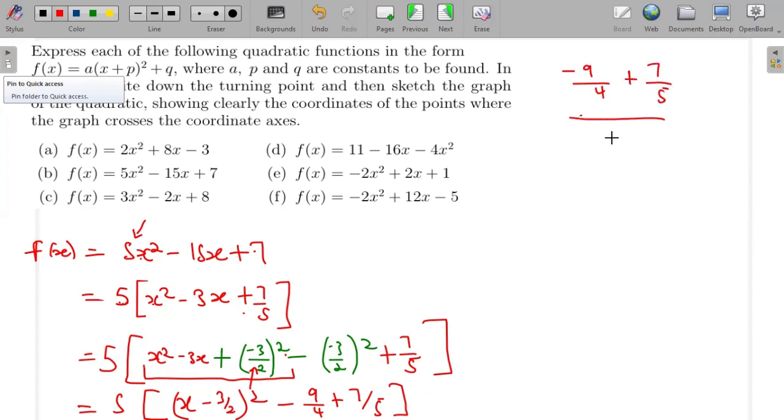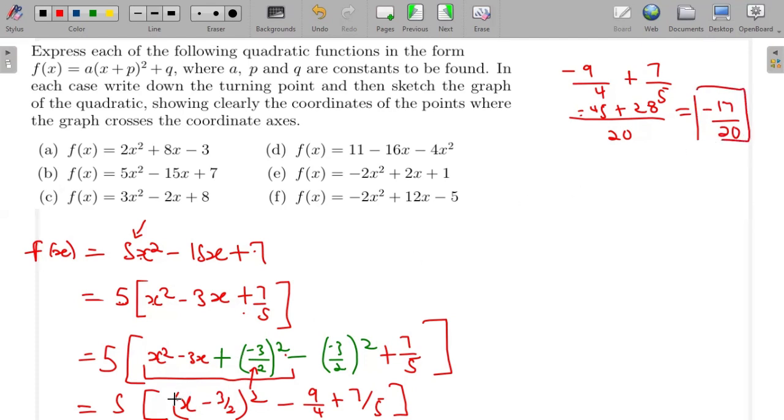So common denominator here is what? 20. So 4 into 20, it's 5. 5 multiplied by minus 9, I'll get minus 45, plus 5 into 20, it's 4. Then 4 multiplied by 7, I get 28. Okay, so I have a minus 45 plus 28. Okay, so that gives me minus 17 over 20.